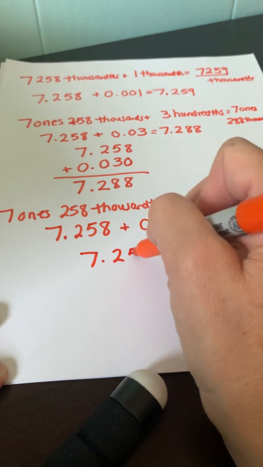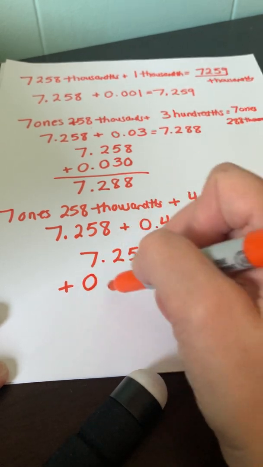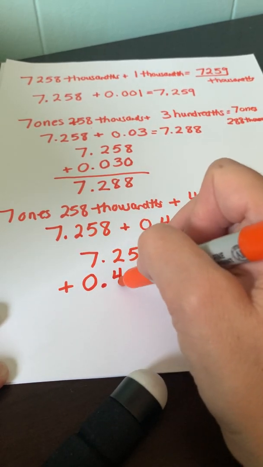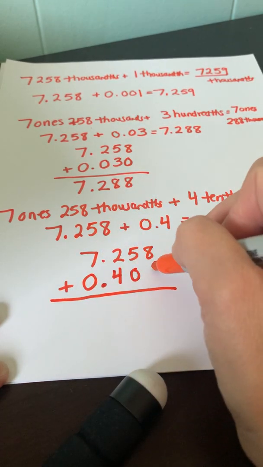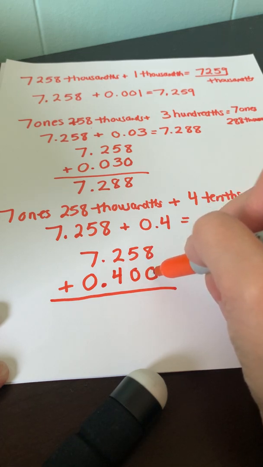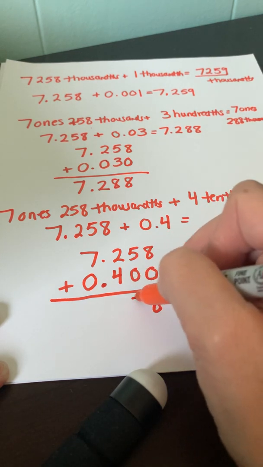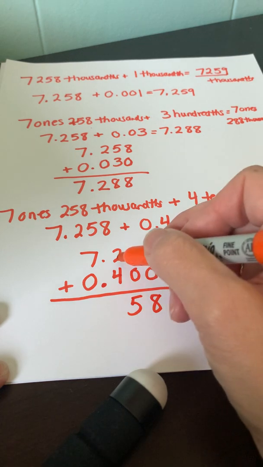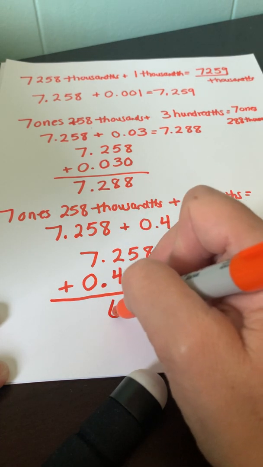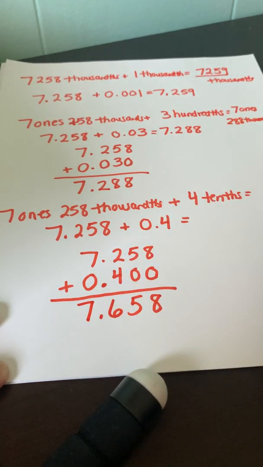7 and 258 thousandths plus, line up your place value, 0 ones, there's my decimal, 4 tenths, fill in your zeros so you have the same number of digits. 8 thousandths plus 0 thousandths is 8 thousandths. 5 hundredths plus 0 hundredths is 5 hundredths. 2 tenths plus 4 tenths is 6 tenths. 7 ones plus 0 ones is 7 ones. My answer is 7 and 658 thousandths.